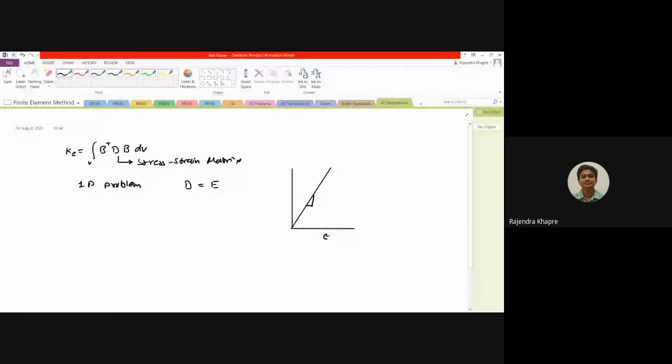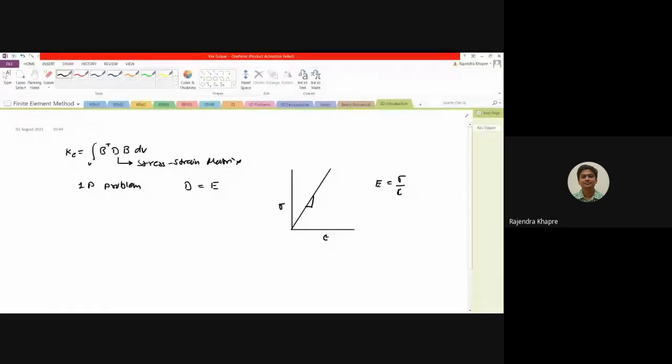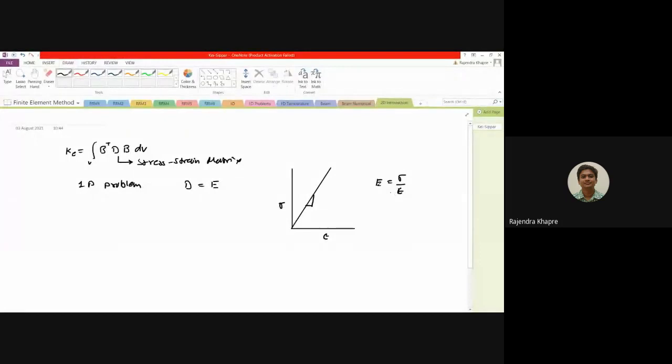Here you have strain, here you have stress. The slope of this particular line is nothing but stress divided by strain. And it is assumed, as per Hooke's law, that the stress strain relationship is constant, and it is within the elastic limit. That's why we are considering the value of E as D. That is a stress strain matrix.